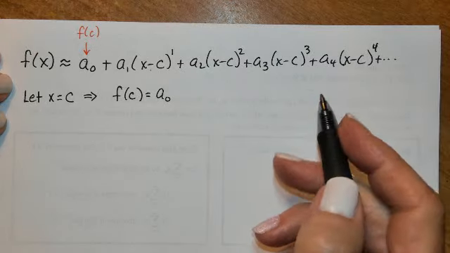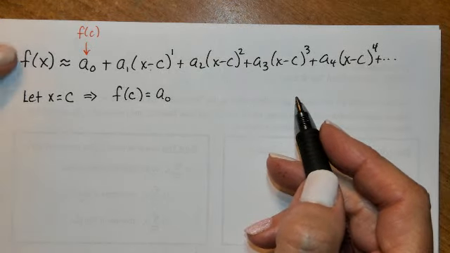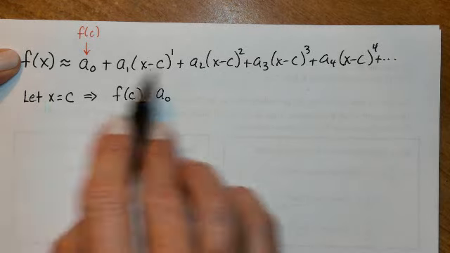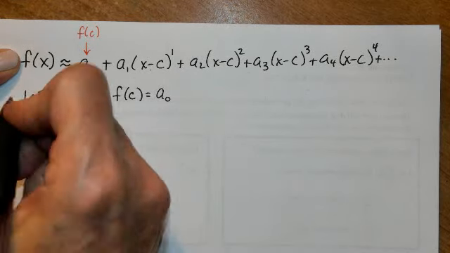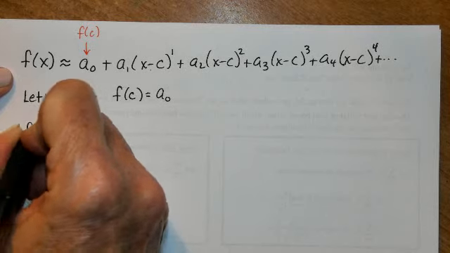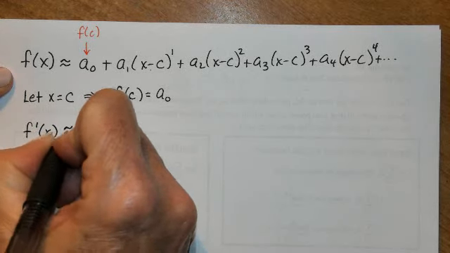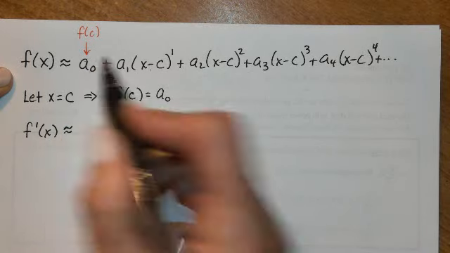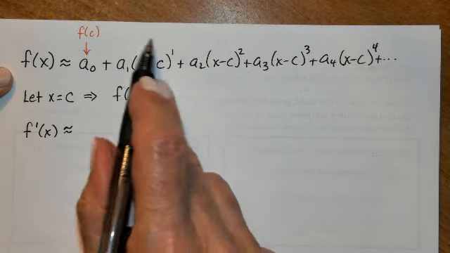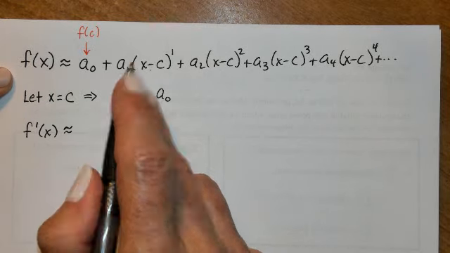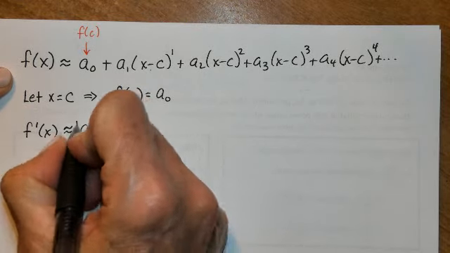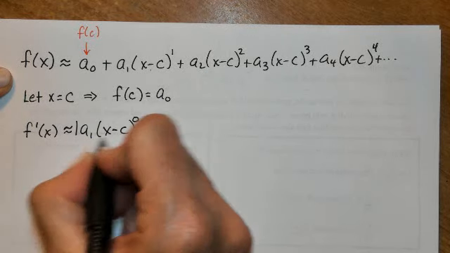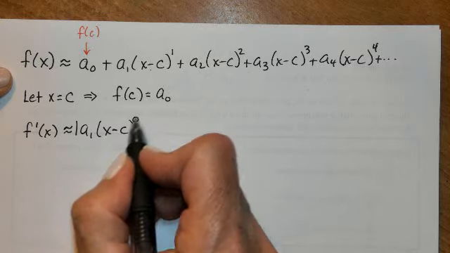Well, to find a sub 1, we're going to manipulate f a hair and then let x equal c again. I'm going to take the derivative of both sides. If I take the derivative of both sides, I'll get f prime of x is equal to, okay, what's the derivative of a sub 0? 0. What's the derivative of this piece? Well, 1 a sub 1 times x minus c to the 0, which will just be 1.